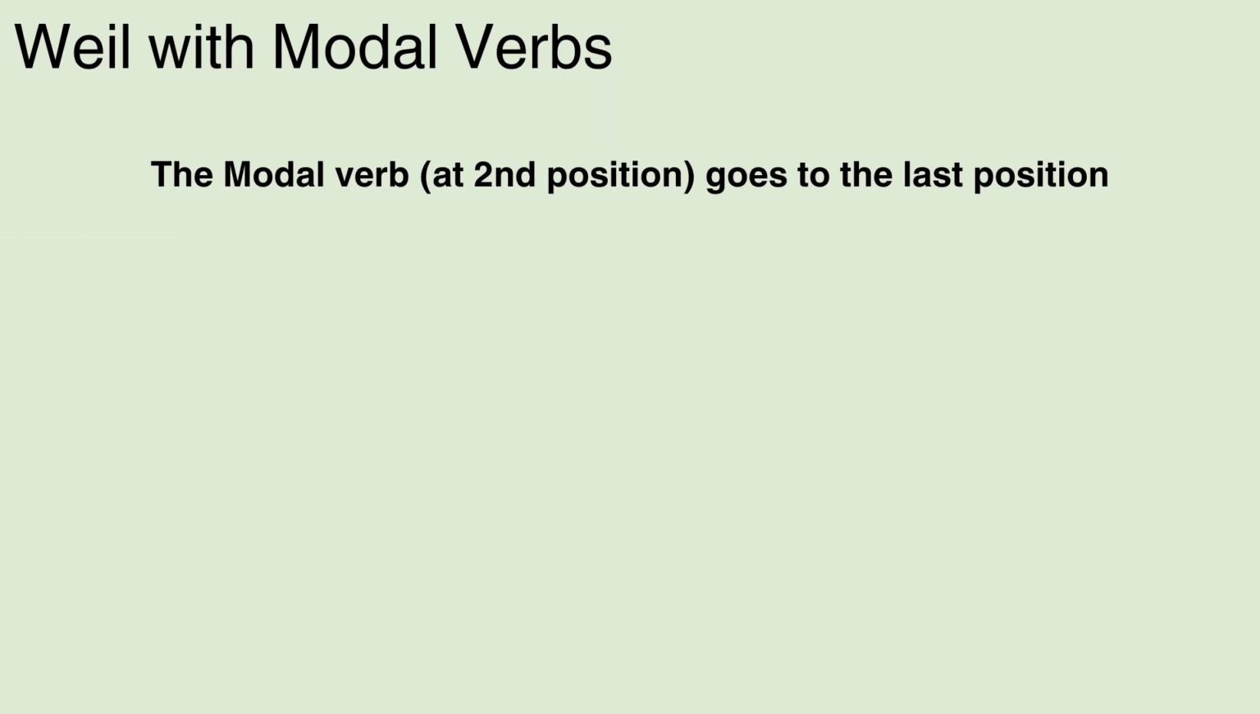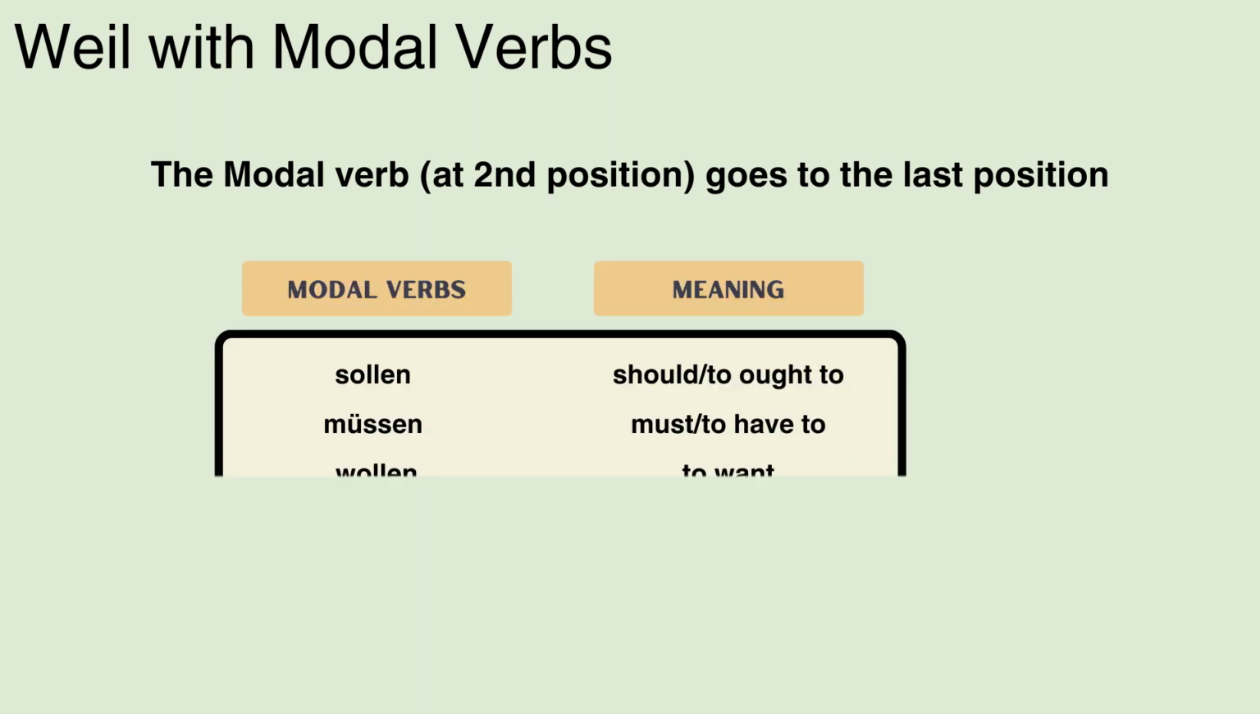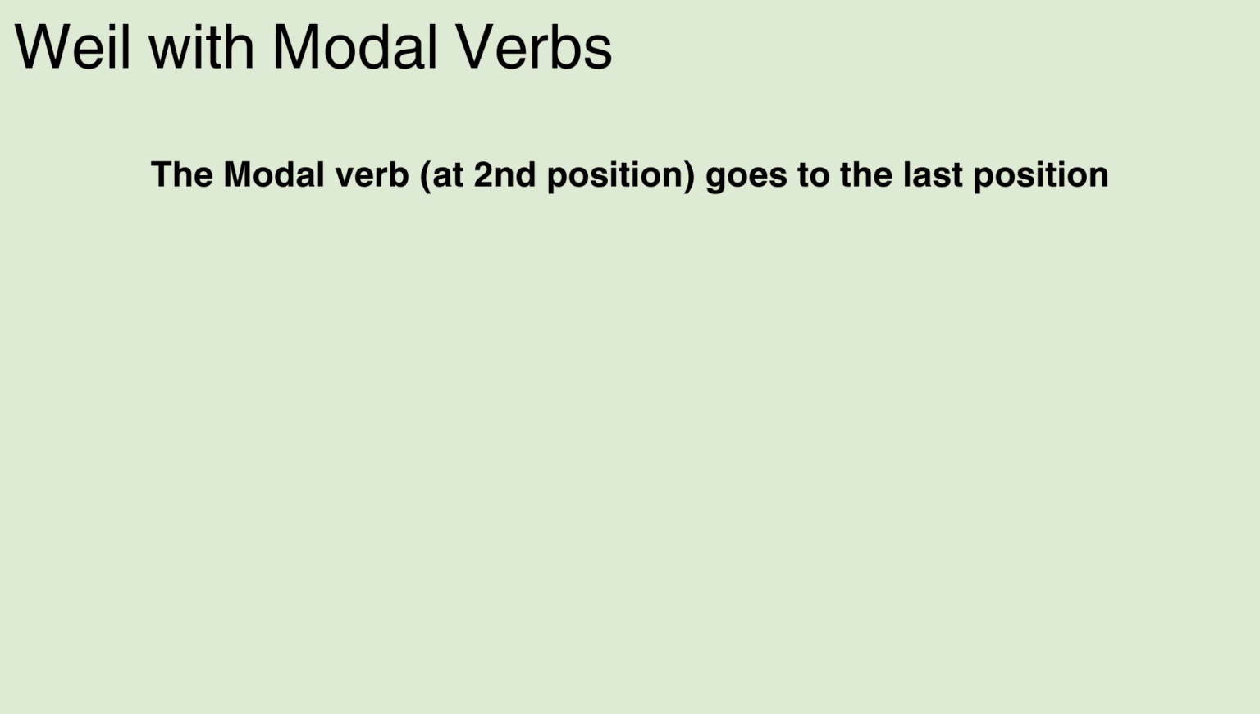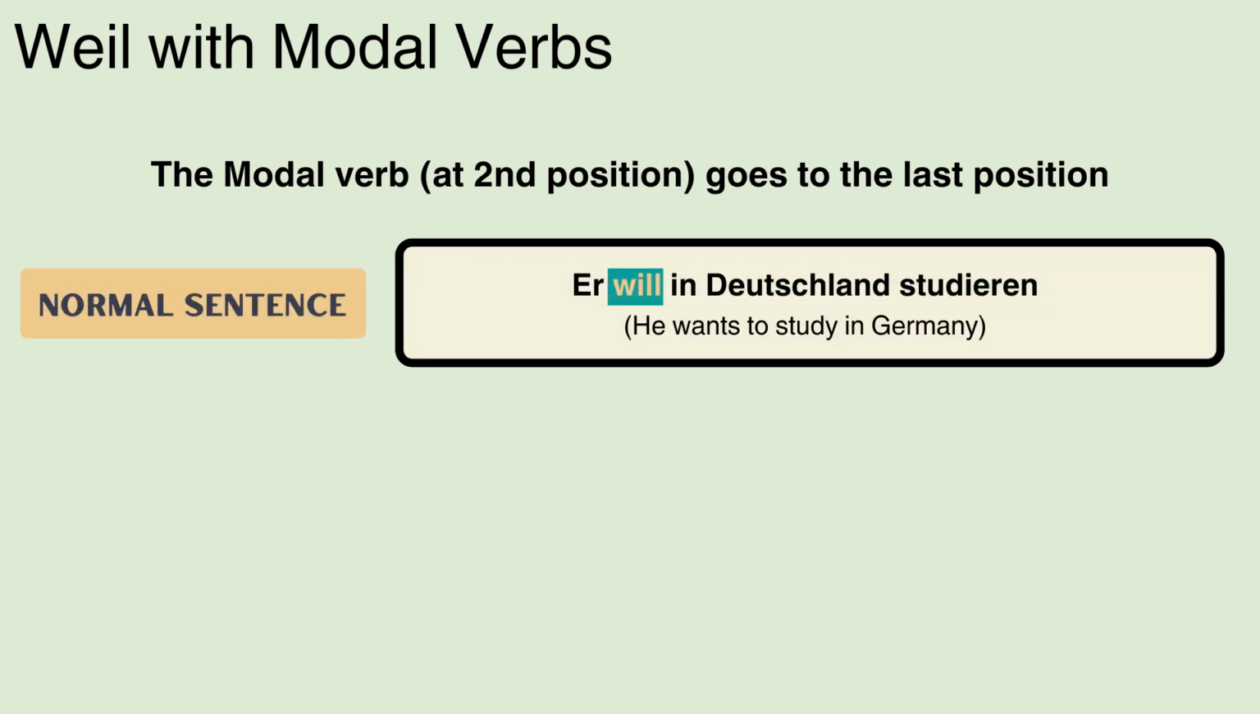Now let's take a look at the second use case, which is with modal verbs. When using weil in a sentence which contains a modal verb, for example, sollen, müssen, wollen, dürfen, etc., then the modal verb will go to the last position. So let's take an example. A normal sentence with modal verb is: Er will in Deutschland studieren. He wants to study in Germany.